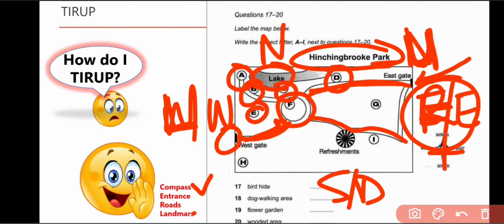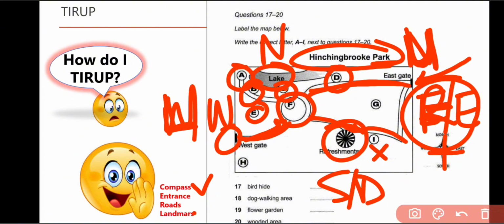Then we talk about the roads. You just try and glance at the roads, whether they are labeled or not labeled. Just look at where the road starts. They will say road leading from so and so. Then landmarks, very important. Look at the landmarks. We have a lake, then we have a refreshment here. So they are going to mention this thing so that when they say close to the refreshment, you know that it must be this structure. So that is how you will get it.